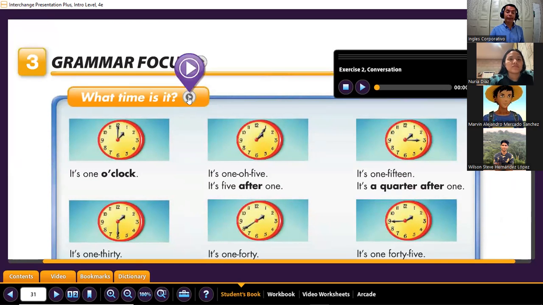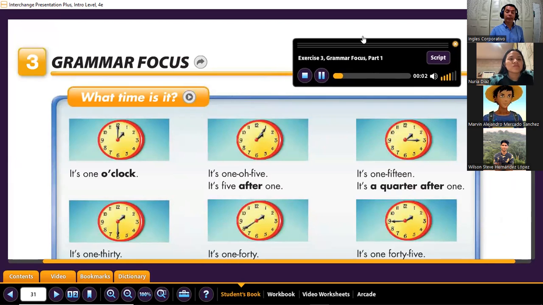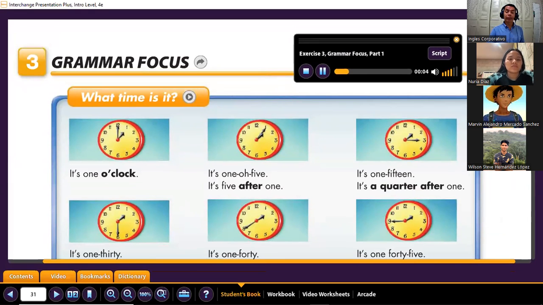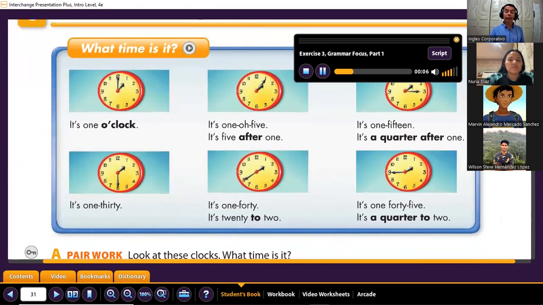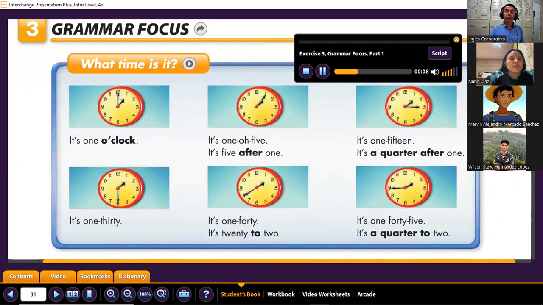Listen, please. Page 31, exercise 3, grammar focus. What time is it? It's 1 o'clock. It's 1:05. It's 5 after 1. It's 1:15. It's 1:30. It's 1:40. It's 20 to 2. It's 1:45. It's 1:15.